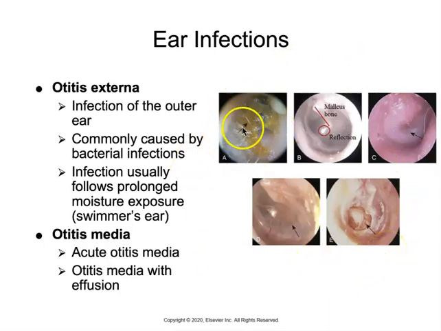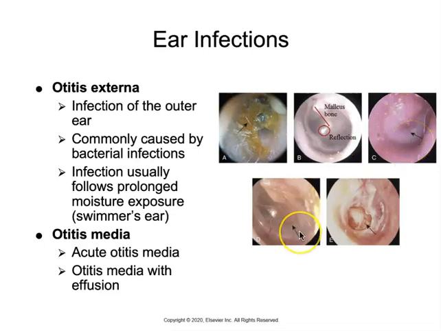At A, we see wax obstructing this external ear canal. Here we see what a normal tympanic membrane would look like. See that it's kind of pearly white here, and we can even see the malleus bone over here. And then over here, we can see how it has become inflamed and red in an acute otitis media. We can see that it's bulging just a little bit.